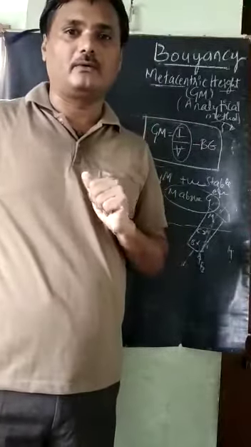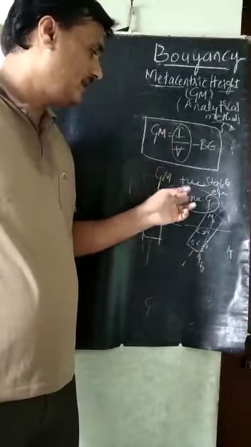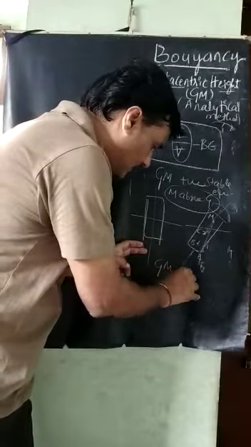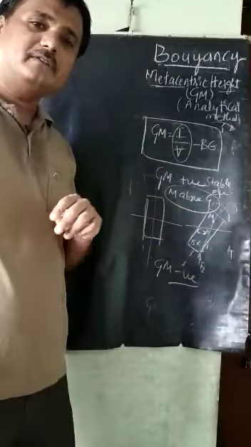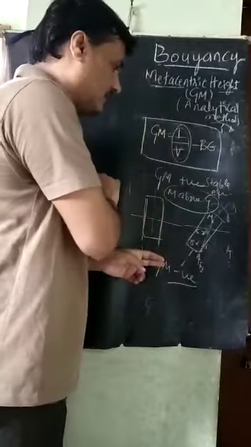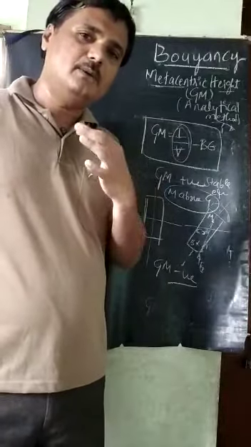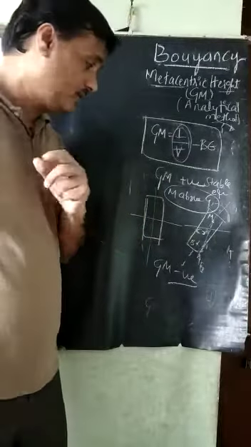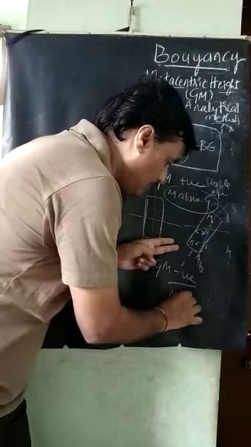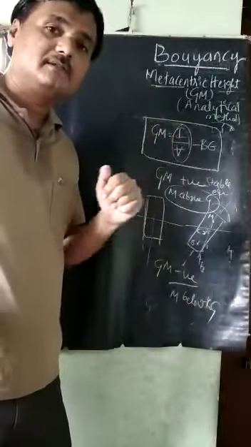here now. When this GM is positive, definitely M is above the G. In the next case, when the GM is negative, when this BG distance is more, or I by V is less, then GM will become negative. When GM becomes negative, M is below the G, below the center of gravity point.